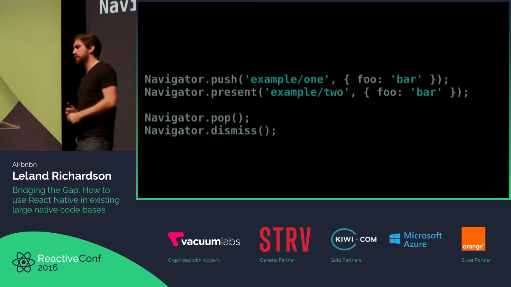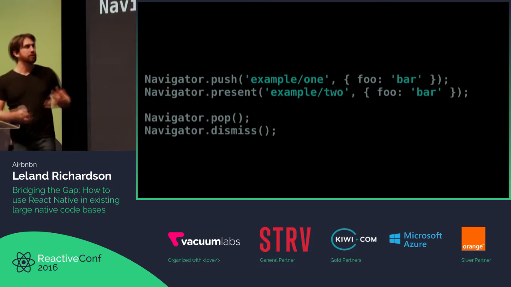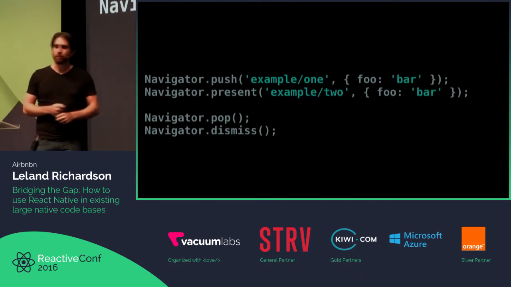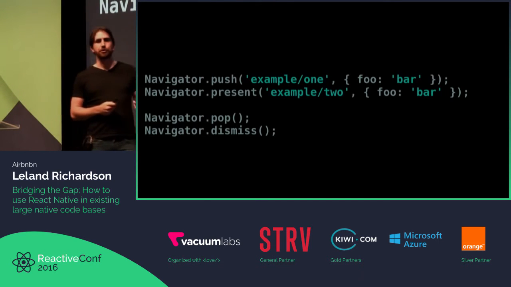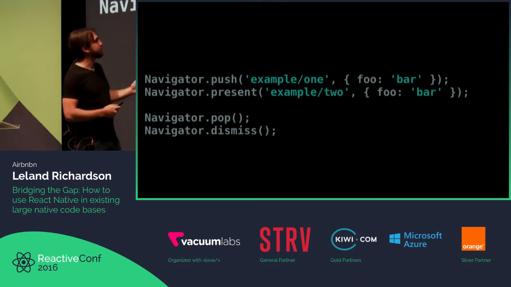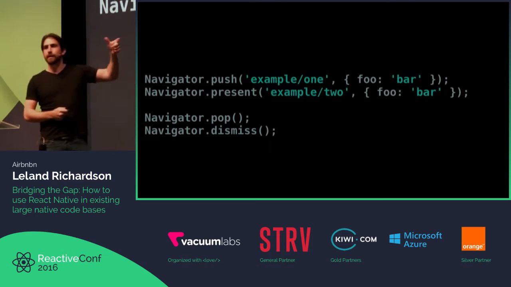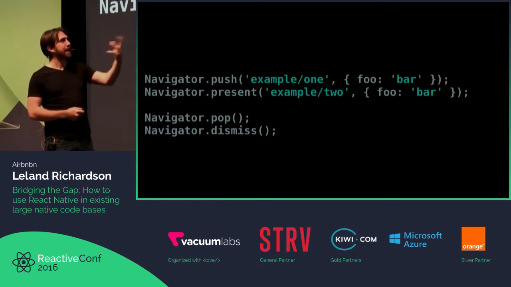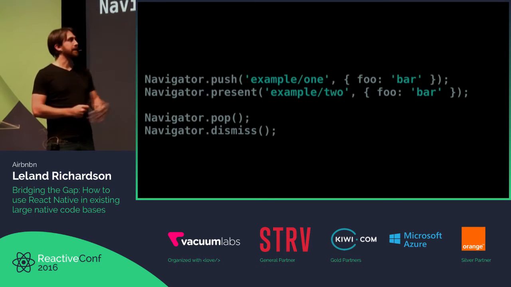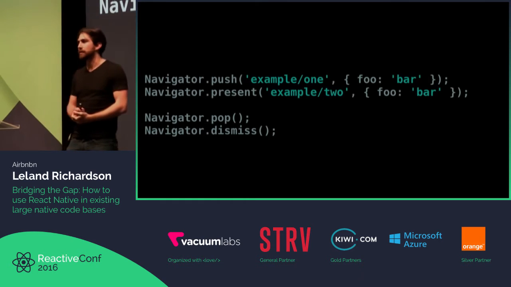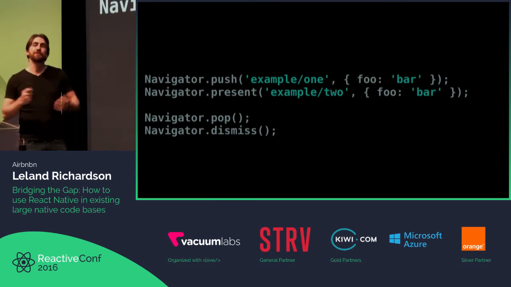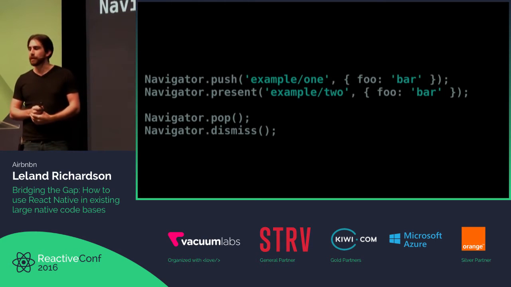Now there's a fairly large API, but the core of it is this. We're able to push and present new screens at any point, and that requires the URL or key of the screen we want to go to. Then we can pass in any number of props as the second argument that will go to that screen, and there's a third argument for options that you would rarely end up using.